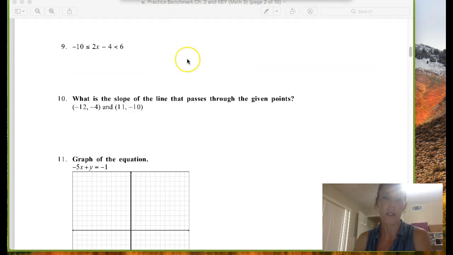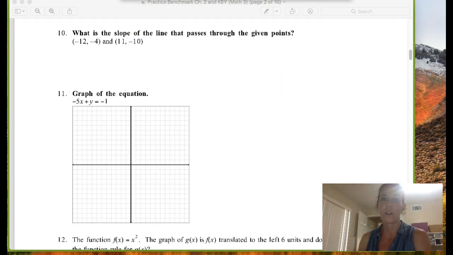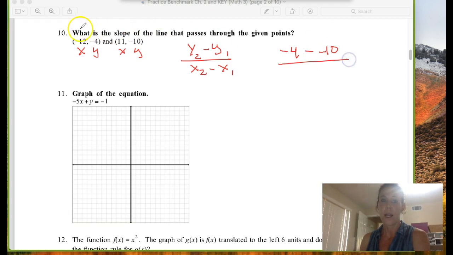Looking at number 10, what is the slope of a line that passes through the given point? So this should be reviewed from Math 1 or Algebra 1 if you took that. Slope is rise over run, or y2 minus y1 over x2 minus x1. Okay, subtract the y's, subtract the x's. If this is your x value, your y value, your x value, your y value, subtract the y's, you're going to go -4 minus -10. You got a double negative, so careful with that. And then subtract the x's.